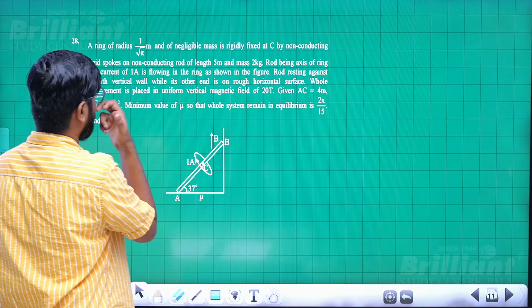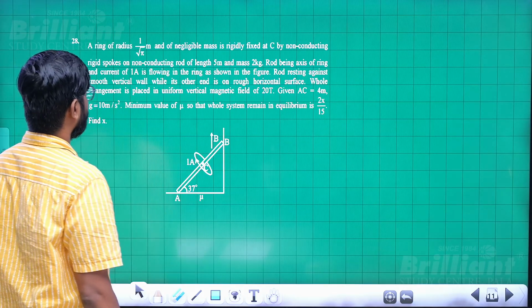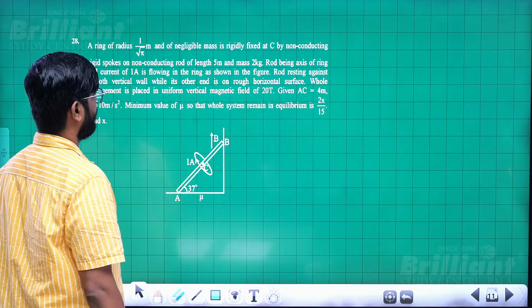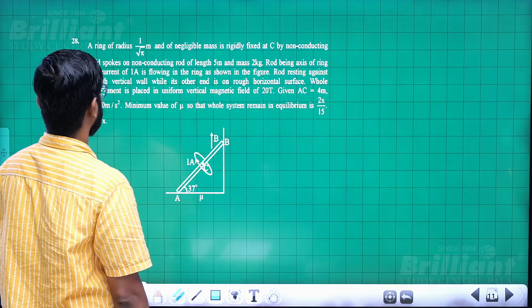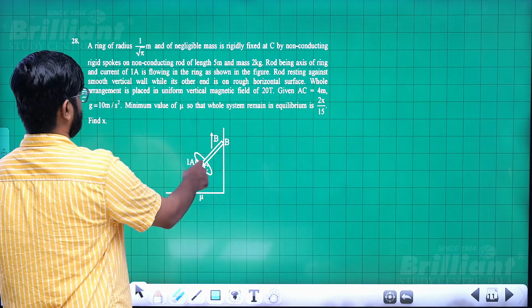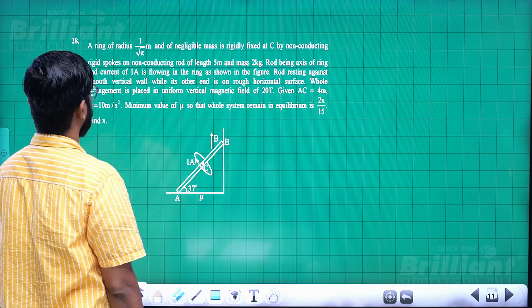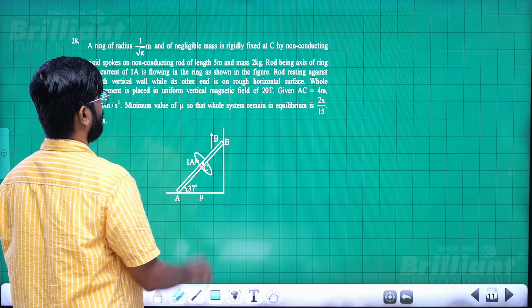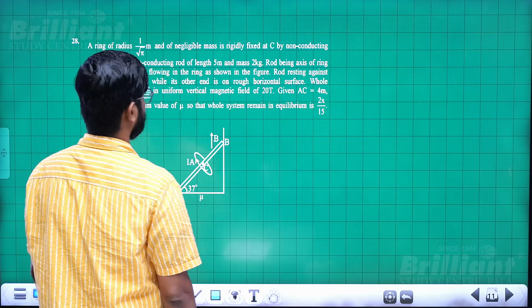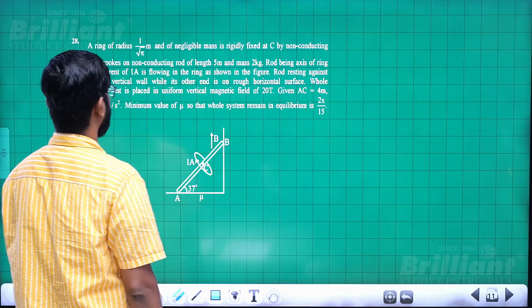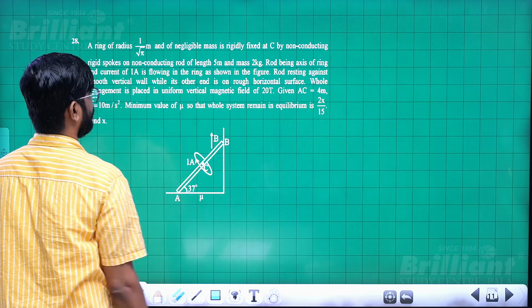Solve for mu. A ring of radius 1 by root pi, that is, the area is 1, and negligible mass is rigidly fixed at the center by non-conducting rigid spokes, which they didn't show, on a non-conducting rod of length 5 meter and mass 2 kg, the rod being the axis of the ring, and current 1 ampere flowing in the ring as shown.